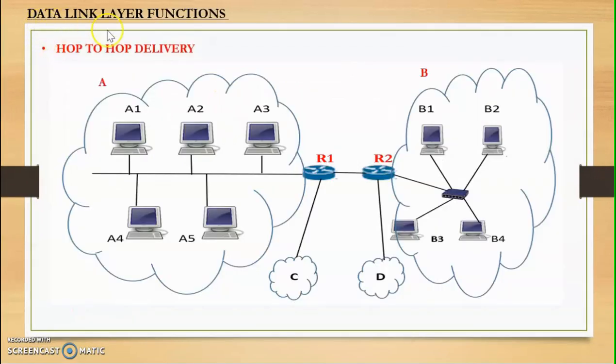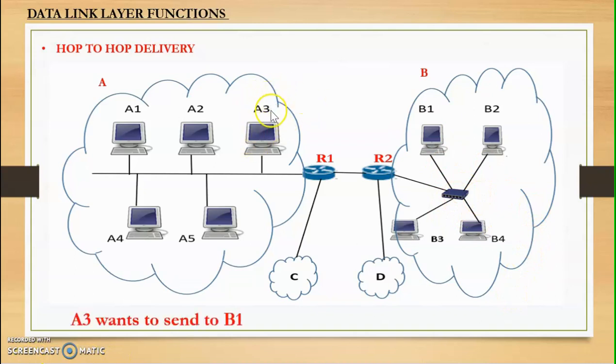Now let us discuss some of the functions of the data link layer. The main function of the data link layer is hop-to-hop delivery. So consider this is network A and this is network B. Devices in network A are connected using some topology. Over here they are connected using bus topology. Similarly, devices in network B will be connected by some topology. So over here they are connected using star topology.